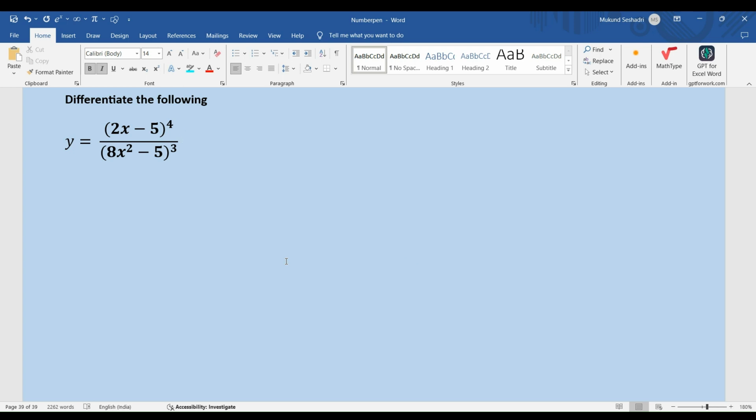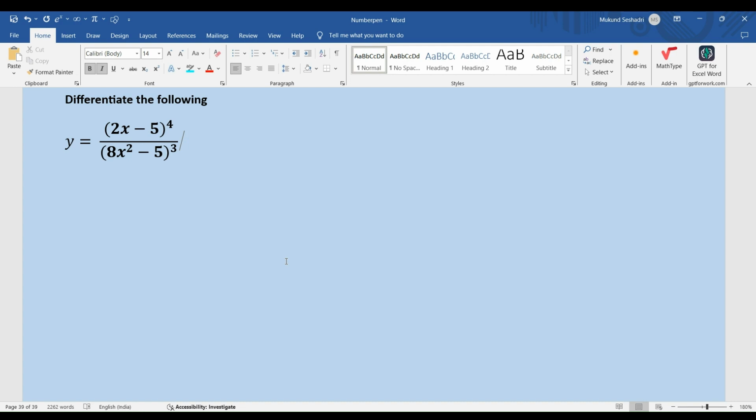So there we have the problem on the screen. Differentiate the following: y equals (2x minus 5) the whole power 4 divided by (8x square minus 5) the whole power 3, right? So we have a function of the type u by v. We know which rule we will have to apply to arrive at the derivative of y. I will have to apply the quotient rule of differentiation.